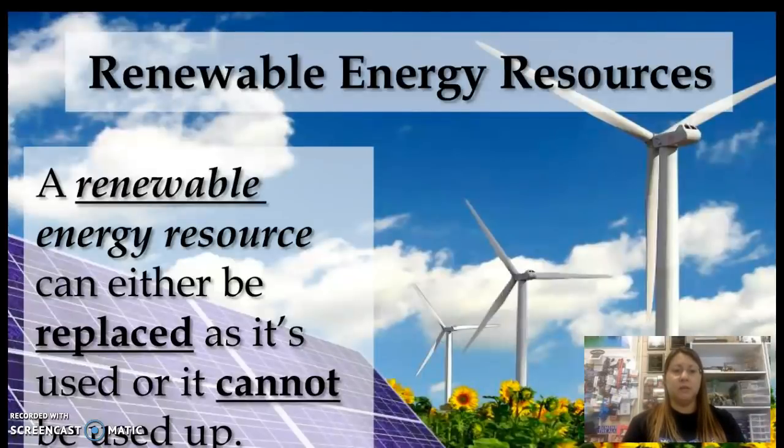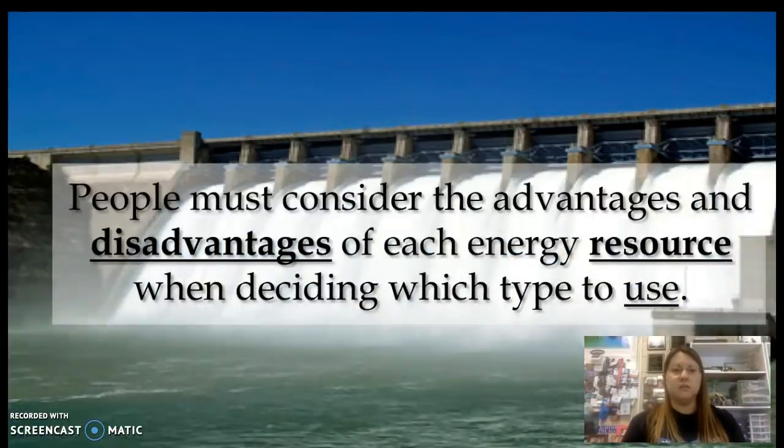Renewable resources, however, can be infinite. They can be infinitely used. They can be replaced as fast as they're used, or it can't be used up. For example, you see wind turbines here. Those turbines, as the wind blows, will generate energy that can be used. The wind is going to keep blowing. It's part of the earth and the atmospheric conditions.